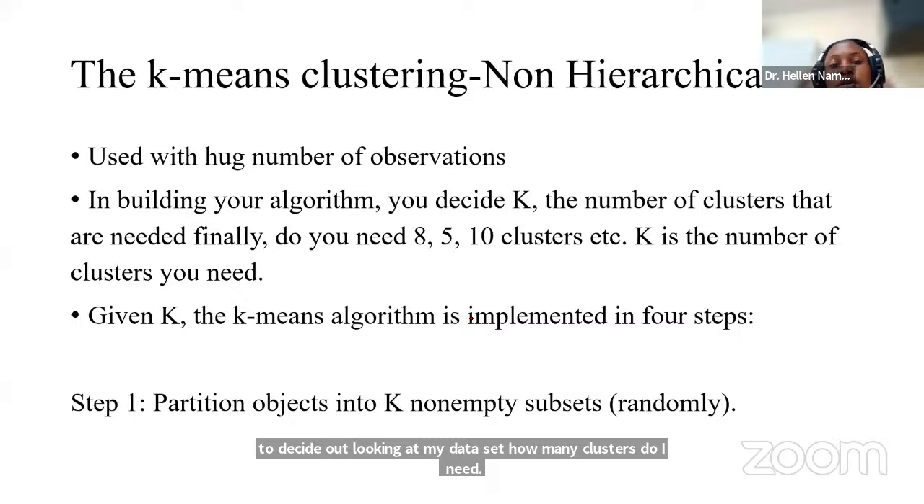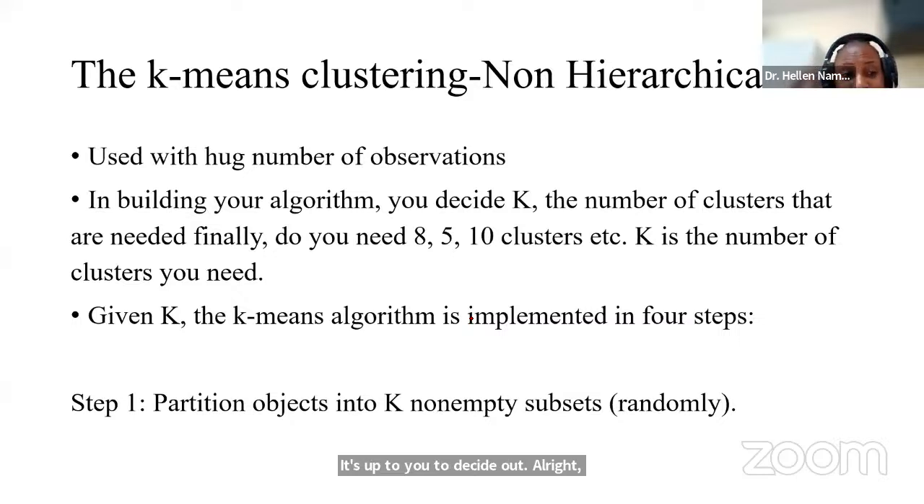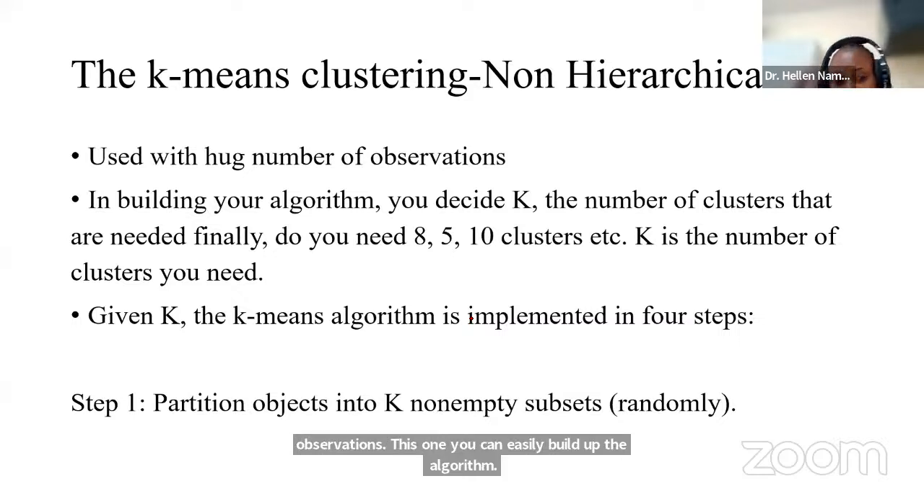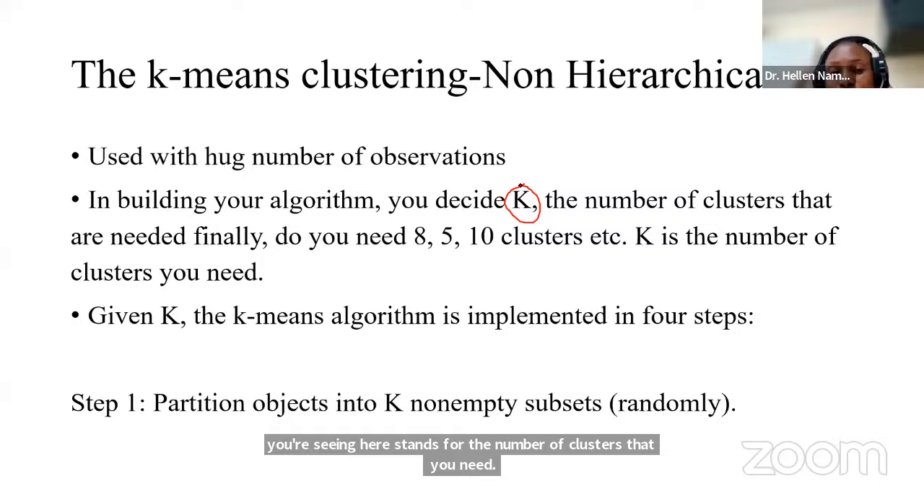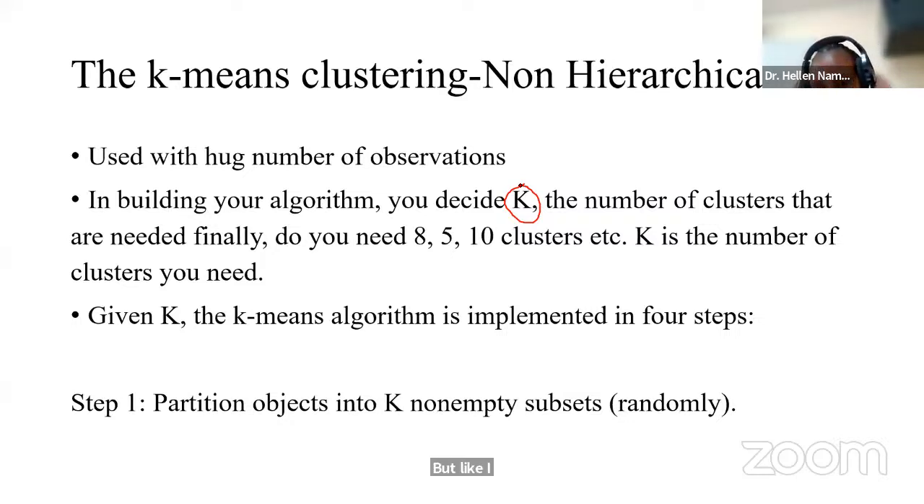Most of the time, especially when you're having a huge number of observations, you can easily build up the algorithm and decide on the number of clusters that you need. For example, you can say, I need 8 clusters, I need 5 or 10 clusters. So in this particular case, the K that you're seeing here stands for the number of clusters that you need. But like I mentioned, you decide how many clusters you are going to have.